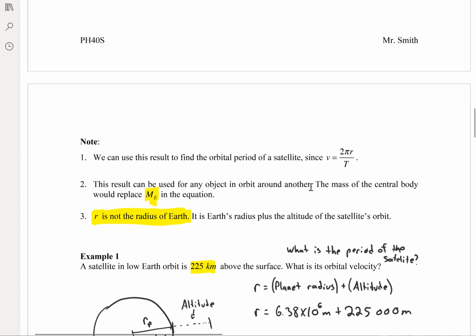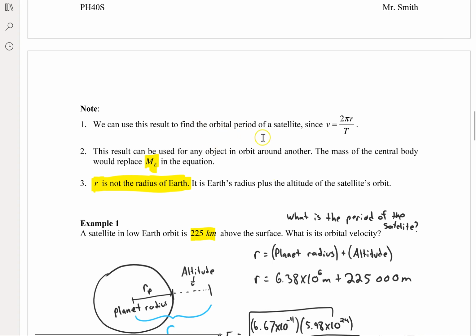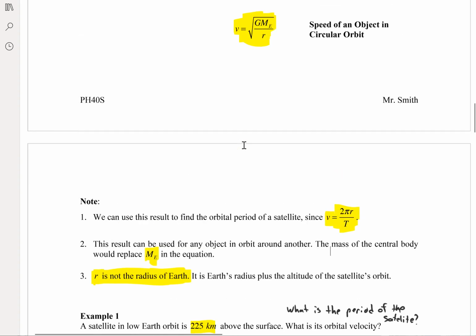So a couple of notes here. We can use this result to find an orbital period of a satellite, since we know that the velocity of the satellite is the circumference over the period. And you can actually use this equation to find any object in orbit around another. So the mass of the central body would just replace the mass of the Earth in this equation. So if you have something orbiting a different planet or something orbiting the sun, whatever the object is orbiting around would be the mass of the large M in this equation here.